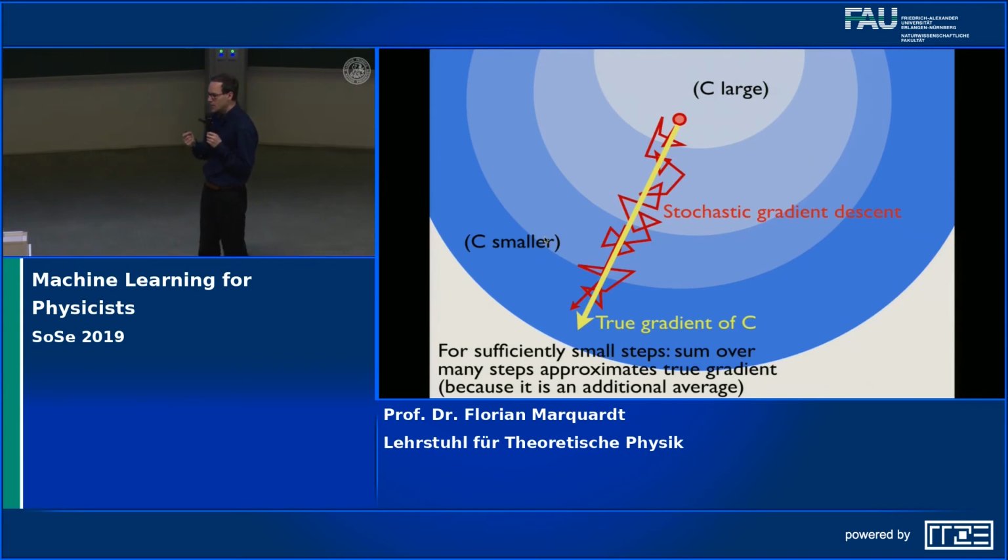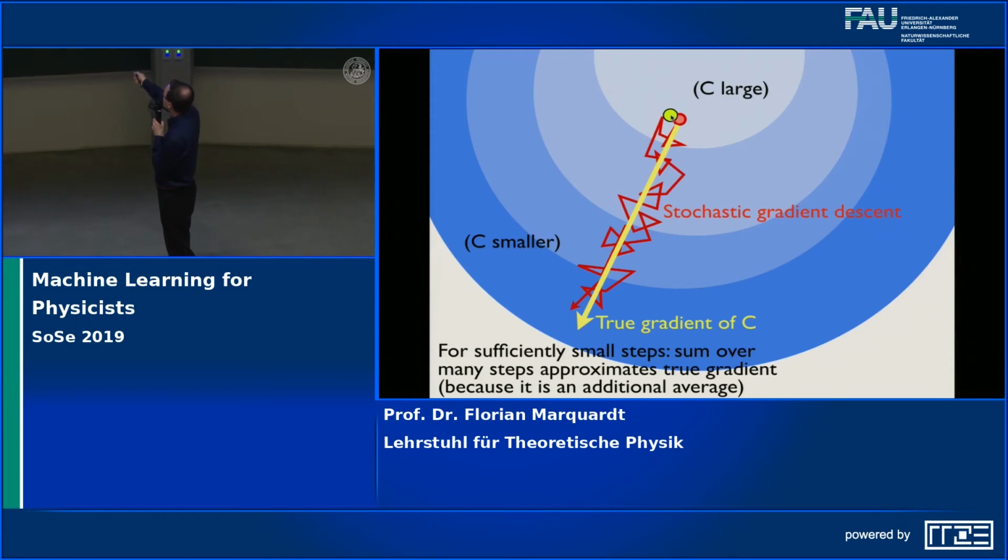In reality, we are sampling the cost function over a batch of 100 or 1,000 training samples. And so the gradient we get might be this red direction. And it might even point in somehow the wrong direction sometimes. It fluctuates because it's just a stochastic sample.